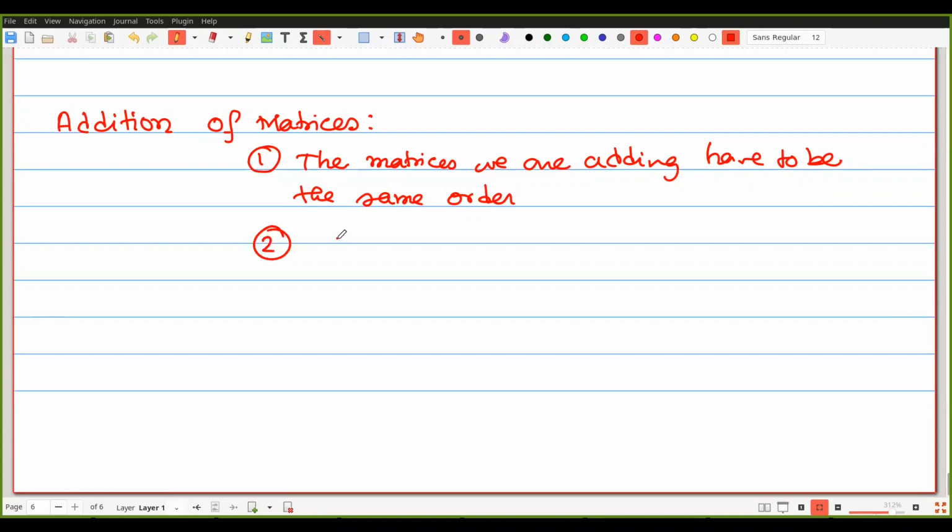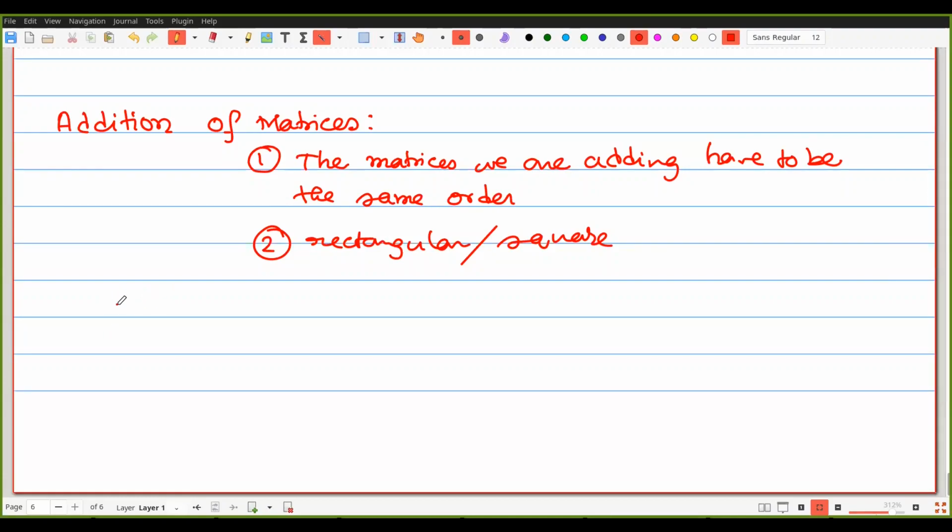Number two, addition of matrices can be done with square matrices and also with rectangular matrices. That's why only the order of the matrix is the thing. Whether it is rectangular or square does not matter. But the order of the matrices must be the same, and not only two matrices, we can also add more than two matrices. Let's check what is happening here.